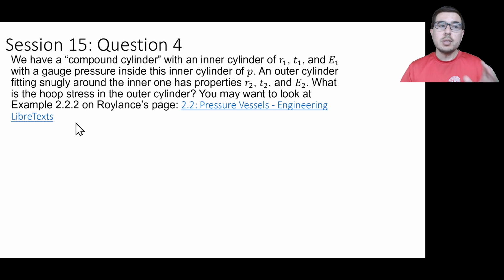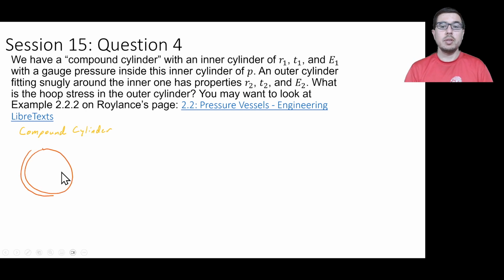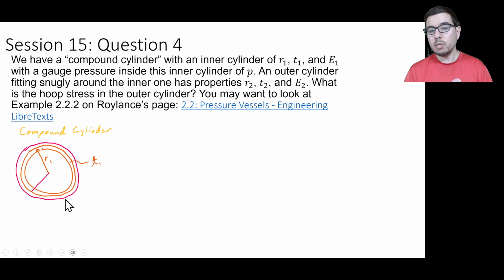So to start this problem, let's draw what the compound cylinder actually looks like. For that, we have an inner cylinder with radius R1 and a thickness T1. We also have the outer cylinder, which we'll say has radius R2 with thickness T2.